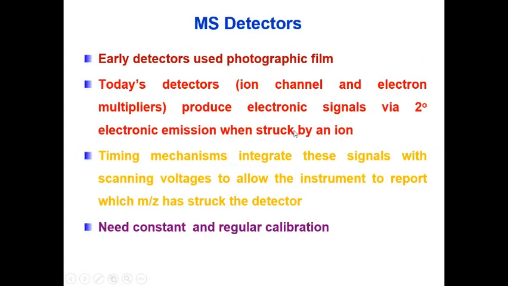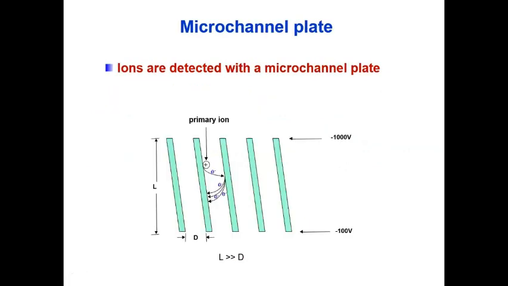Then we have detectors. There are 2 types of detector. One is microchannel plates. These microchannel plates are made up of semiconductor material. When the molecular ions collide with this conducting material, it will release an electron, and this electron signal is directly proportional to the amount of molecular ions coming from the sample.